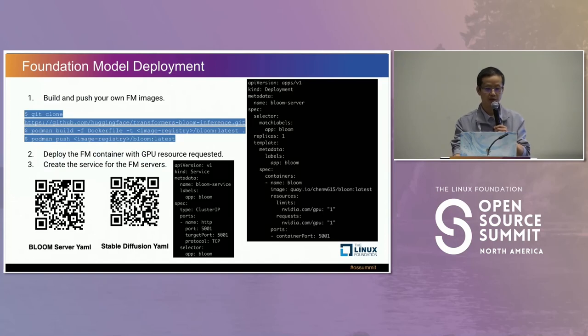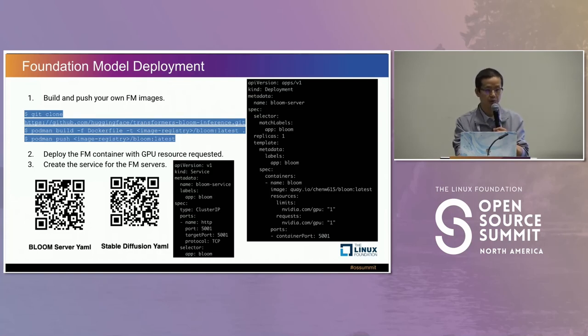Once we containerize the foundation models, the next step is naturally to build a container for it and make the containers available in your Kubernetes deployments. In our evaluation, the two containers are built in our private repos, and we just push them to the Quay image hub so we can get the image from there. And these are two links to the YAML file.